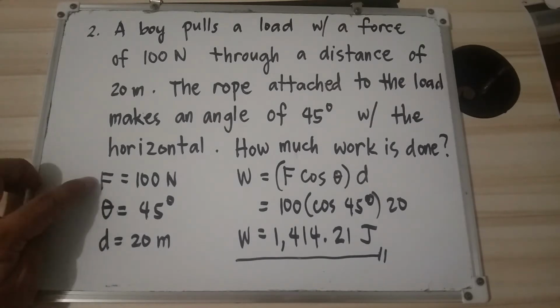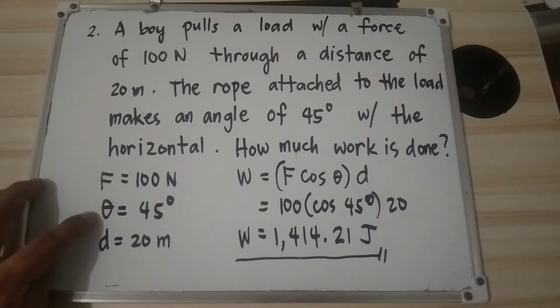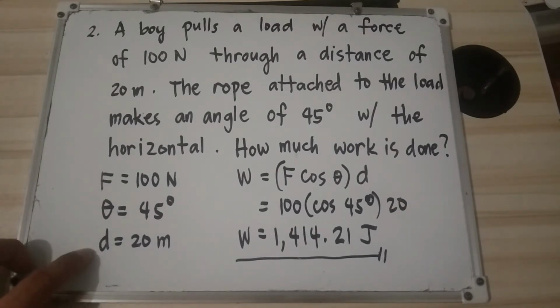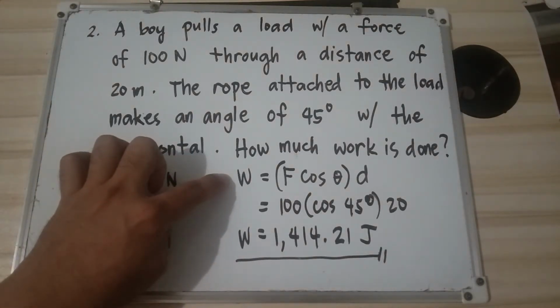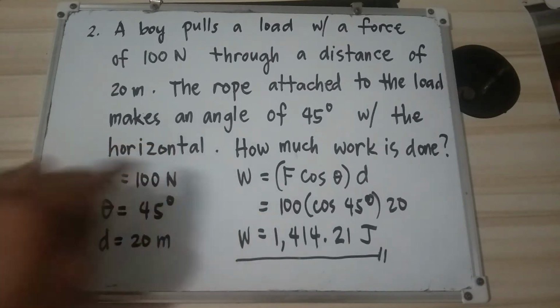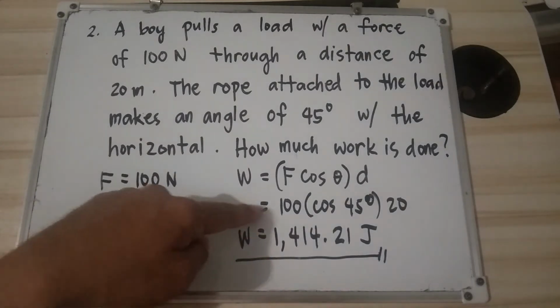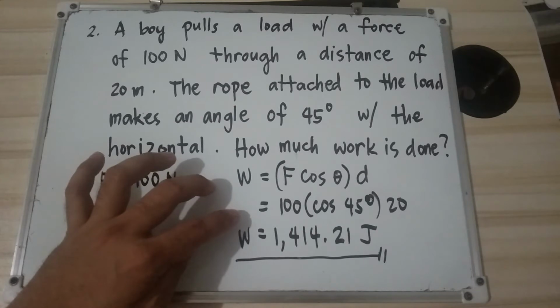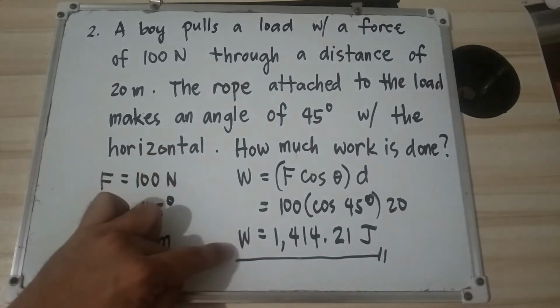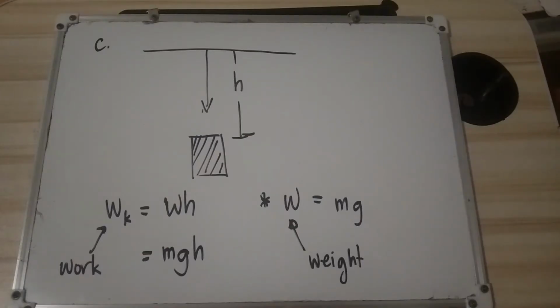So given, force is equal to 100 newtons, theta or angle 45 degrees, distance 20 meters. Formula, work is equal to F cosine theta times D. And plug in these values. You have 100 cosine 45 degrees times 20. And work is equal to 1414.21 joules.